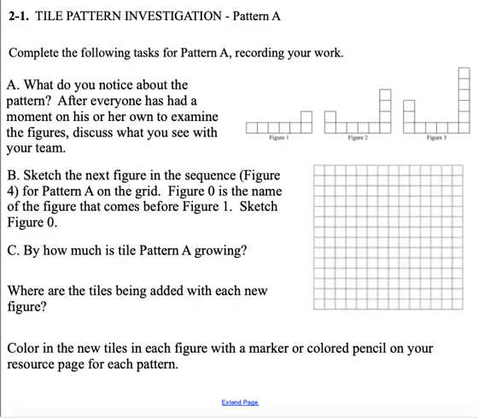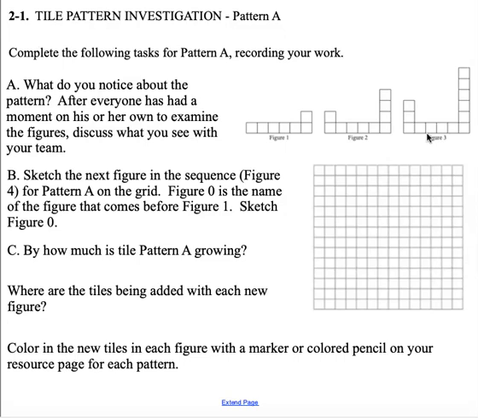So here's your first problem that you have on your sheet. Your work may be in different spots. It doesn't look exactly like this, nor has it ever. But we're going to work through A, B, C, D, and E, all of them together. The first thing I want you to do is, what do you notice about the pattern? After everyone has had a moment on his or her own to examine the figure, discuss what you see with your team. So you're going to look at figure 1, figure 2, and figure 3. How is it growing? What do you notice about it? Go ahead, pause the video, and discuss these ideas with your team.